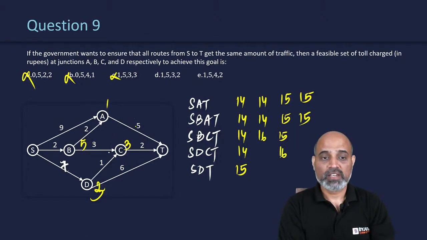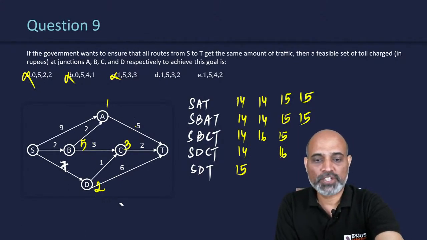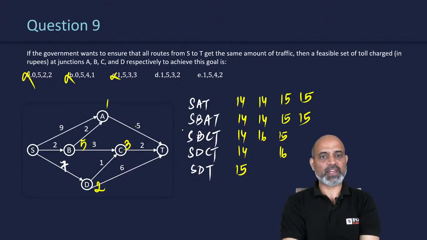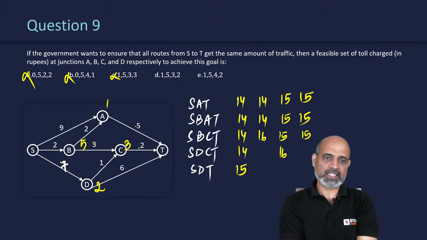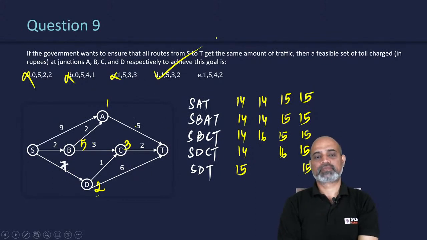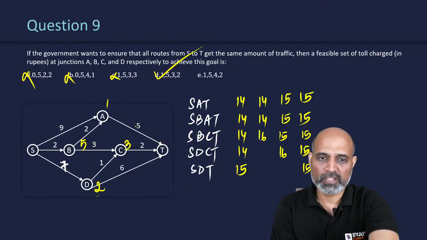Option C, D pay. This is 1532. It is 15 so far. Next one will remain 15 only. The next one, SDCT, is 15 and SDT is 8 plus 7, 15. So 1542 will not make it through. In 1542 I believe SDCT will cross the minimum of all.